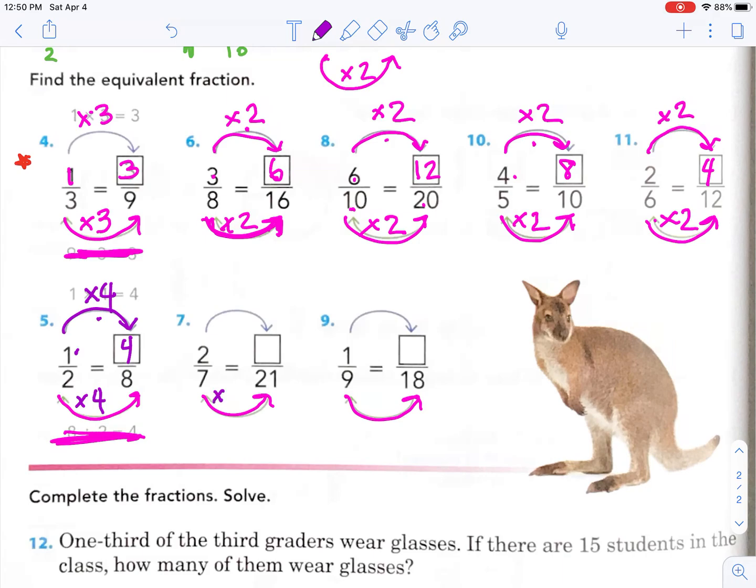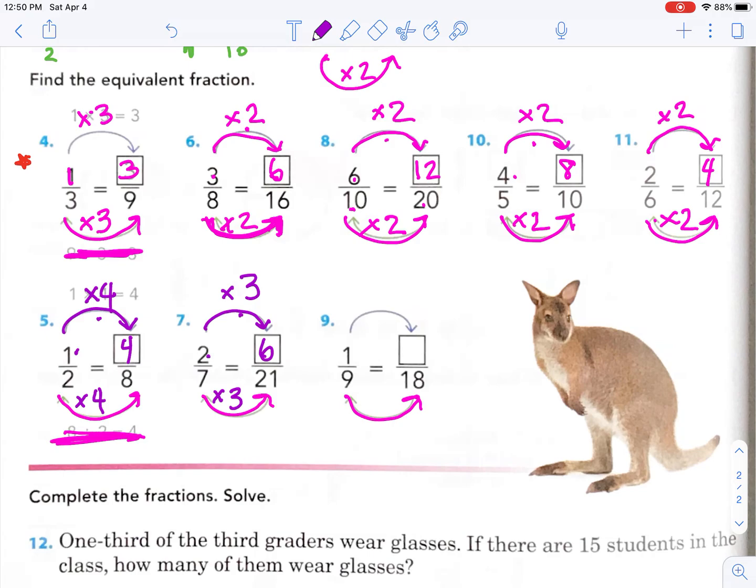All right, here we go again. Do you see the pattern? 7 times what is 21? 7, 14, 21. You can shake your shoulders when you do that. 7, 14, 21. That was 3 groups. What you do to the bottom, you also do to the top. Yes, that's correct. So 2 times 3 is 6.